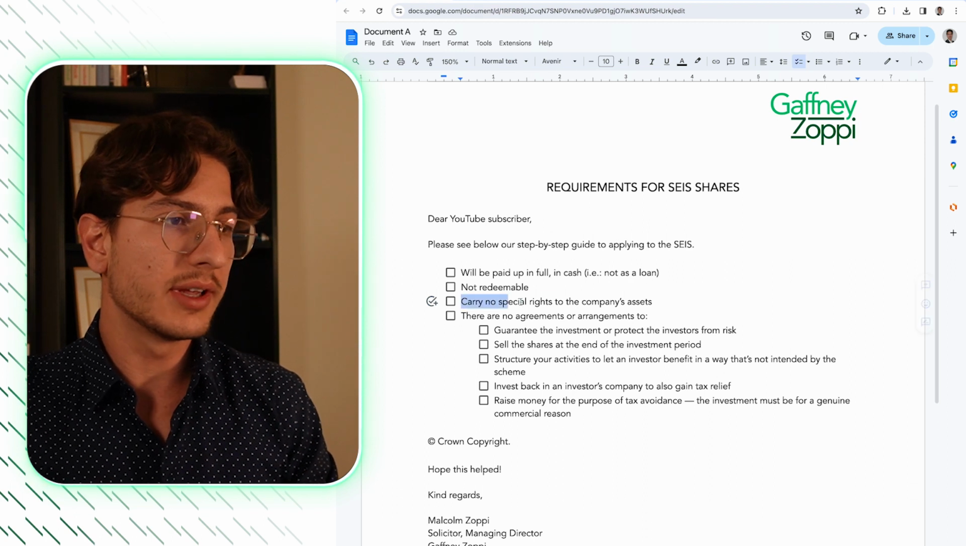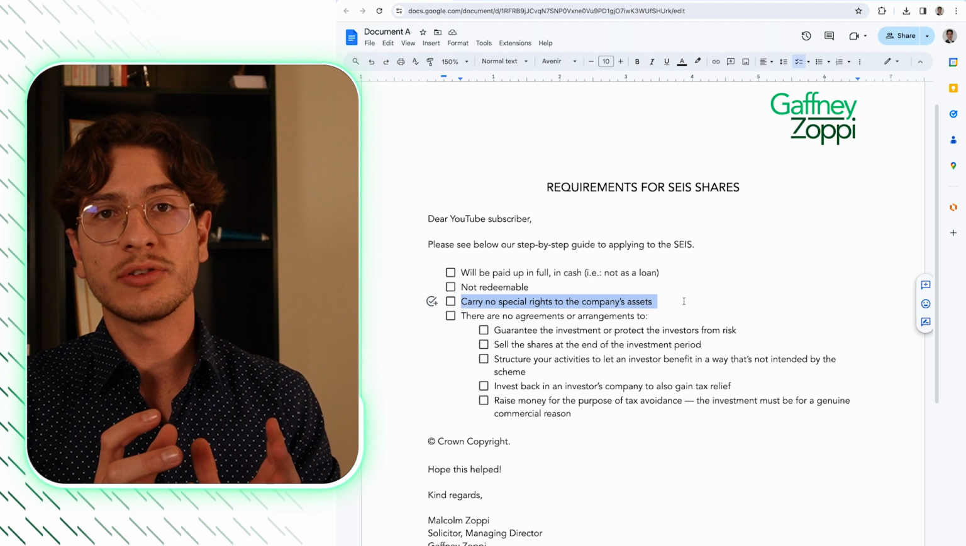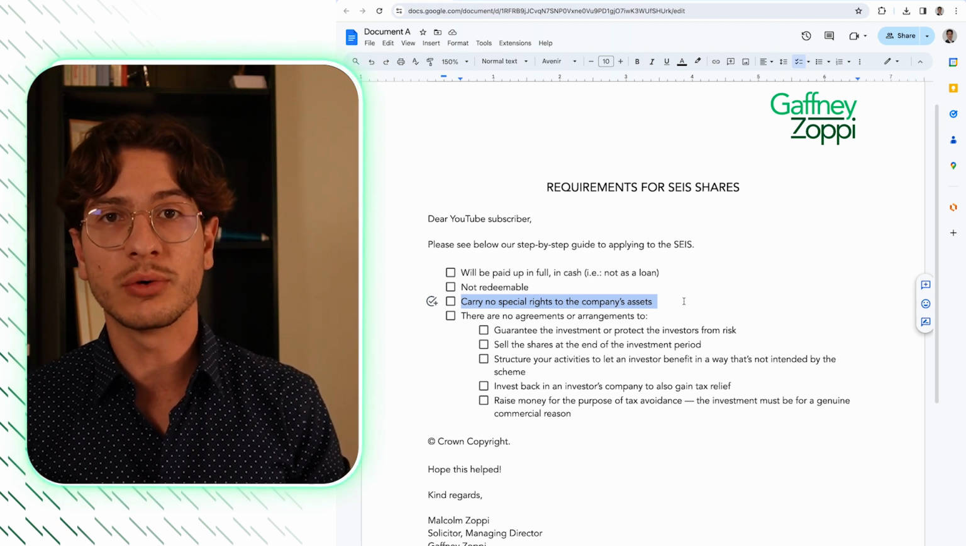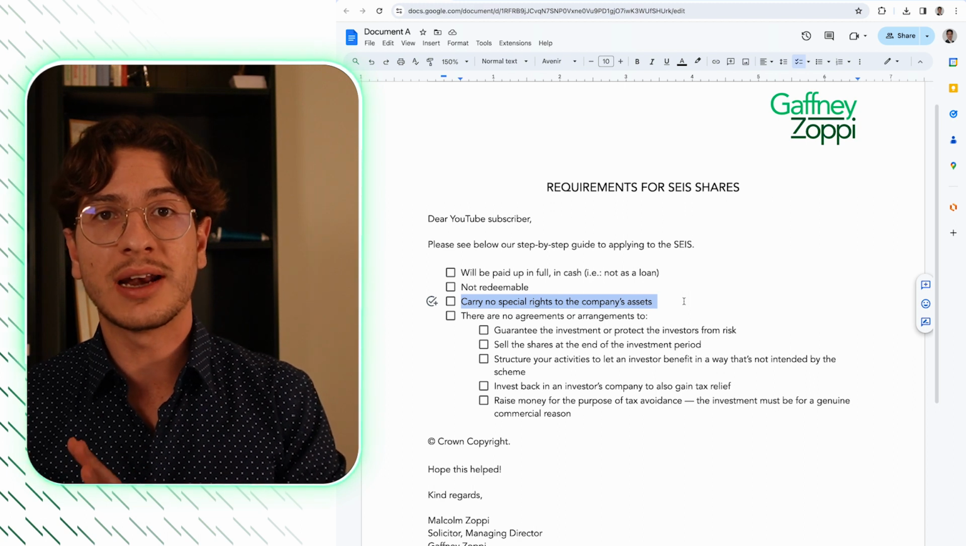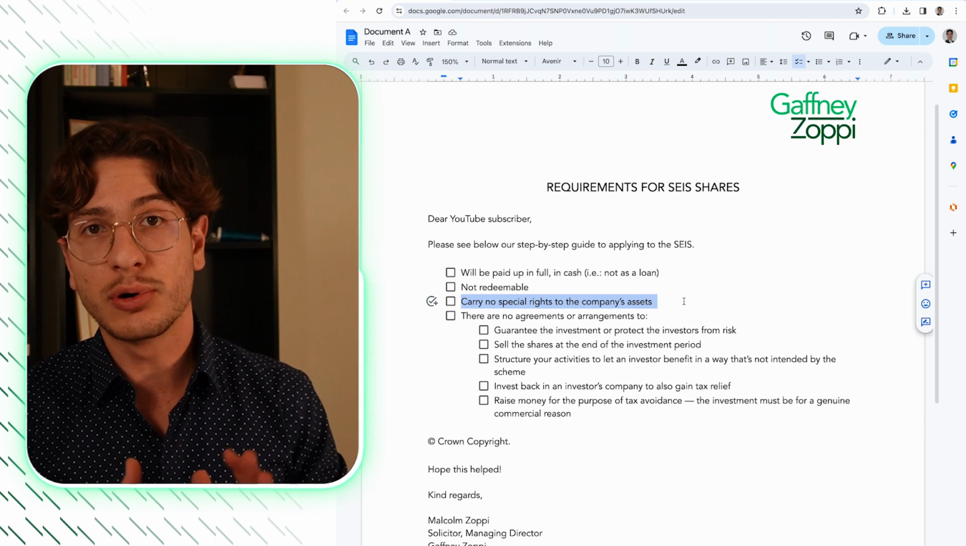Third, they cannot carry any special rights to any assets of the company, meaning those shares cannot have priority over the assets of the company in case the company goes into liquidation, because that would allow the investor to minimize their risks, which is against the purpose of the scheme.